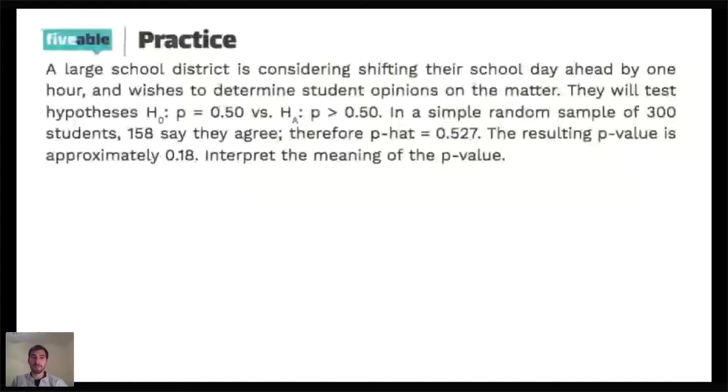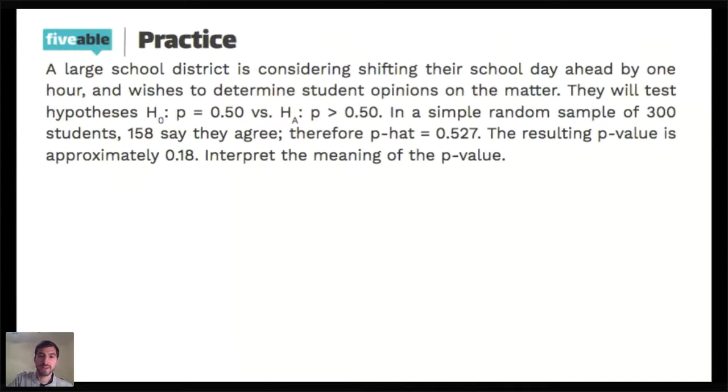So here's a scenario. A school district is shifting their school day ahead by 1 hour, and wants to see what the students feel. The guess is about half the kids will like it, and they want to see if there's evidence that more than half the kids like it. So the null hypothesis is p equals 0.5. The alternative hypothesis is p is greater than 0.5. Take a simple random sample of 300 students, 158 say they agree. So our p hat, 158 over 300, is 0.527. They run the test, and they get about 0.18 for their p-value.